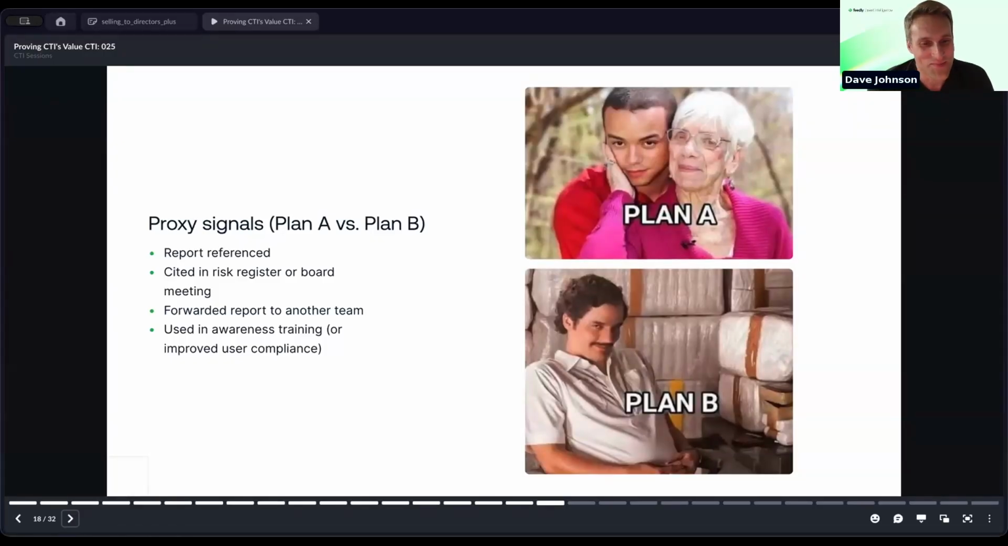Okay. Report referenced, if something is cited in a risk register or talked about in the board meeting. If they go and seek you out, that's a great proxy signal too. And sometimes those are more powerful. Forwarding a report to another team. And something really hard to measure is whether your stuff is used in awareness training. Actually, I was lucky enough at my last company that they liked the CTI team enough that we helped develop modules for the awareness training, especially for phishing and that type of stuff.